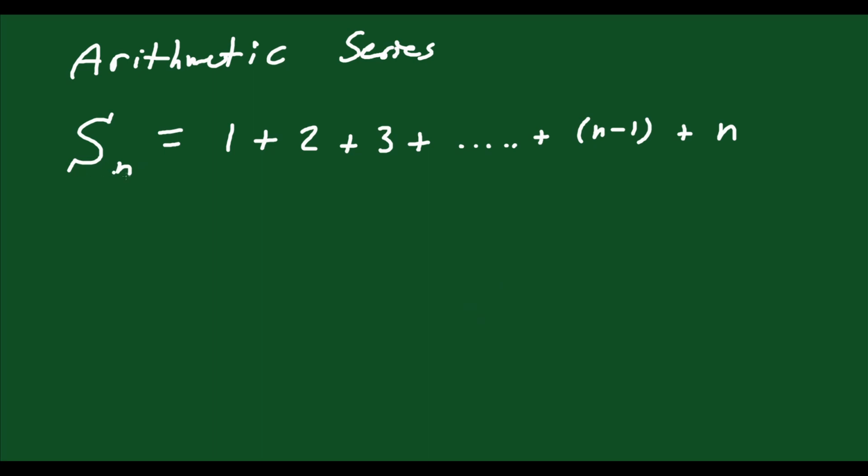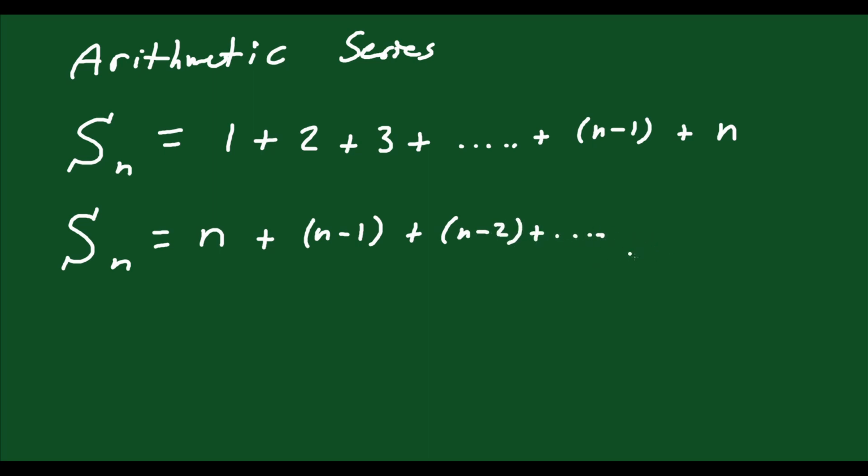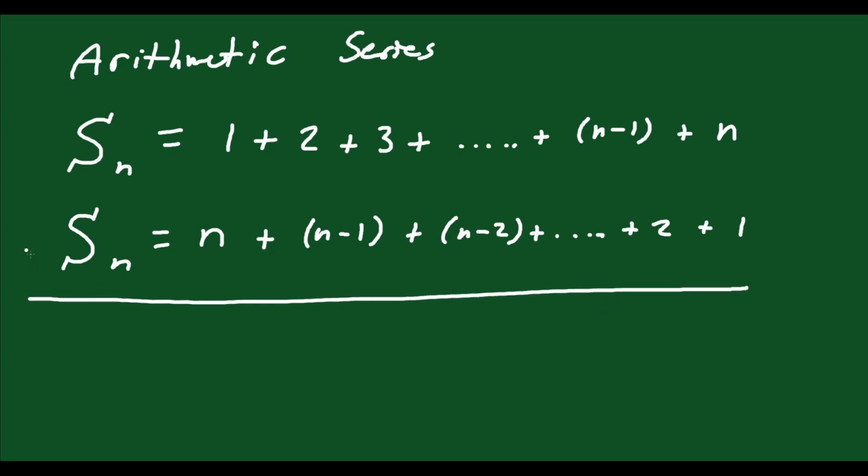Now, that's one way to write this. I could also write it in reverse if I wanted to. I could write it as n, the last number, plus the number that comes before that, n minus 1, and then plus the one that comes before that, n minus 2, plus, and then you leave a bunch of room here for all the other numbers, and then you get plus 2 plus 1. So I'm just writing this thing in reverse order. Now, what I can do is add these two things together.